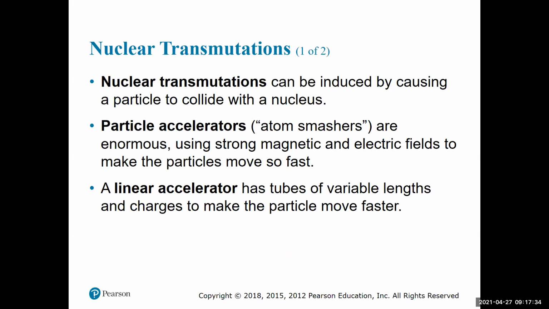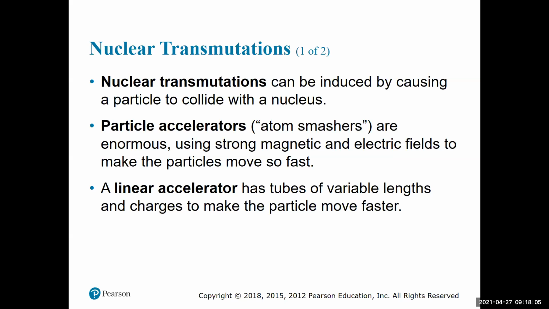Sometimes people want to cause transitions to occur. So we've been talking about the ones that just occur naturally. But sometimes people want to make them occur, and there are a few ways to do that. One is called a nuclear transmutation, and you can cause that by having a particle collide with the nucleus.